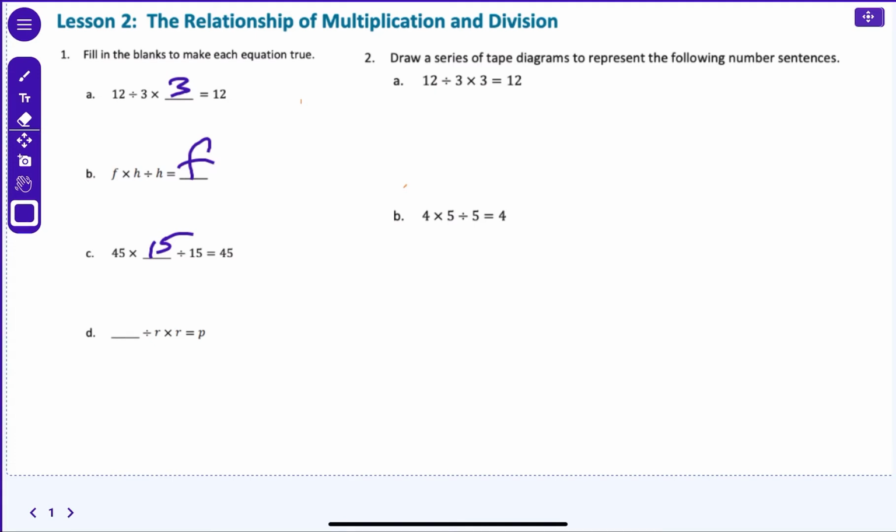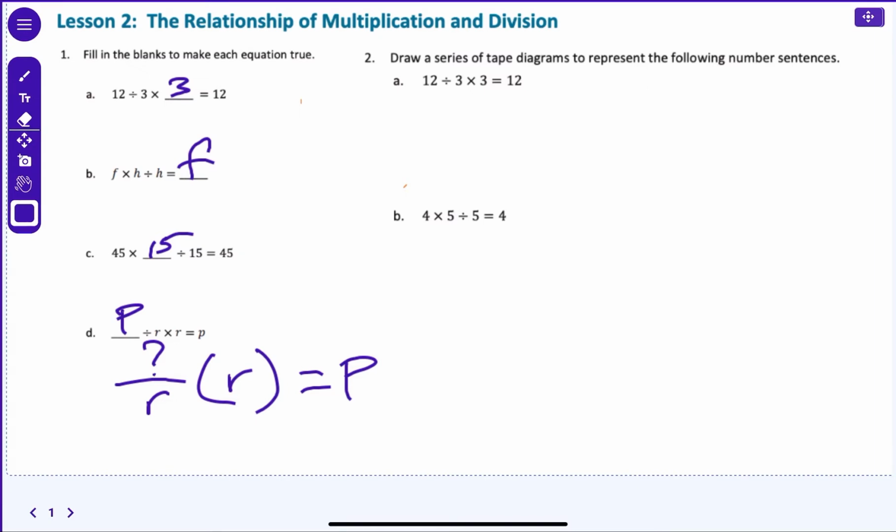Some number divided by R times R is equal to P. P. Now, I want to show you something right quick. What if this was a number divided by R times R equals P, and we're looking for this question mark. What's the answer? P. That says exactly what D said. That says some number divided by R times R is equal to P.